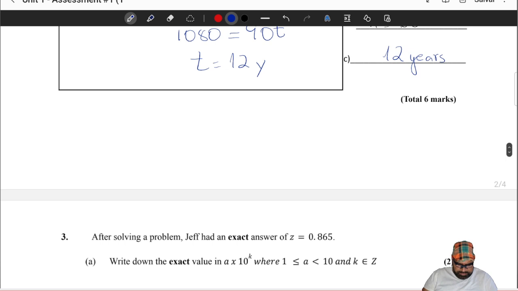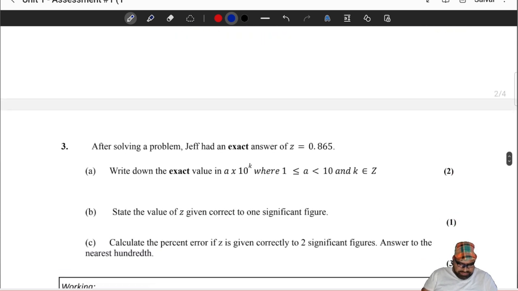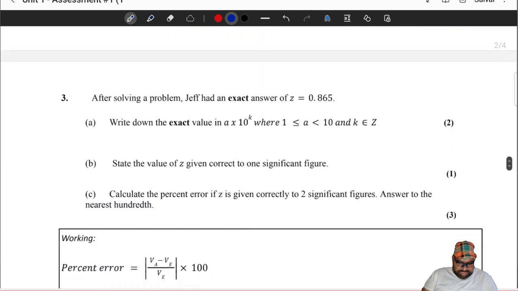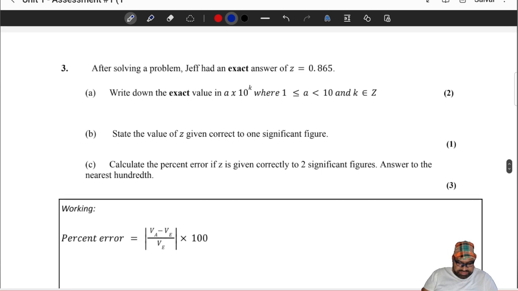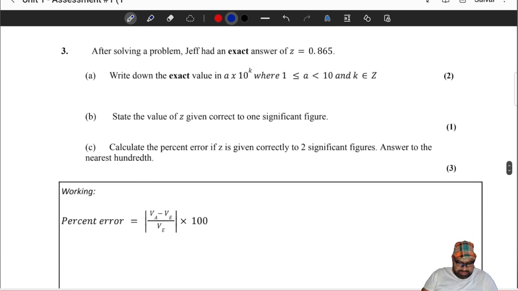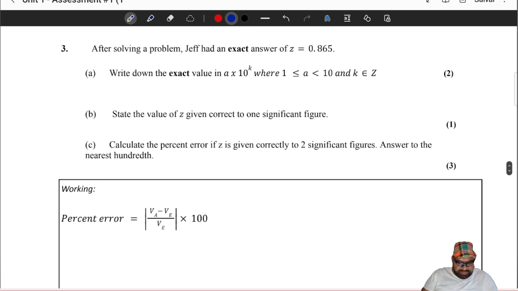Let's go here. After solving problem number 3, Jeff had an exact answer of z equals 0.865. Write down the exact value in the form a times 10 to the k power, where 1 is smaller than or equal to a, is smaller than 10, and k is an integer. What does it mean? Scientific notation. All this information is just to tell you to write it in scientific notation.